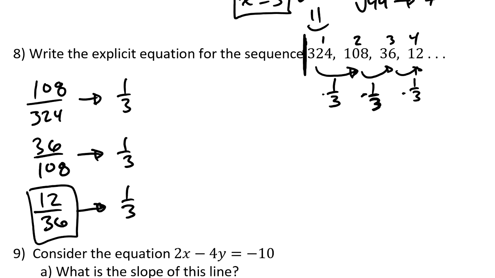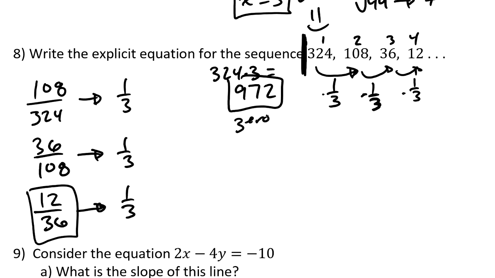If I want to know what my 0th term is, the one that comes before that, I would take the 324 and multiply by 3. And when I do that, 324 times 3 gives me a value of 972. So this is the 0th term. And at this point, we can write the rule.